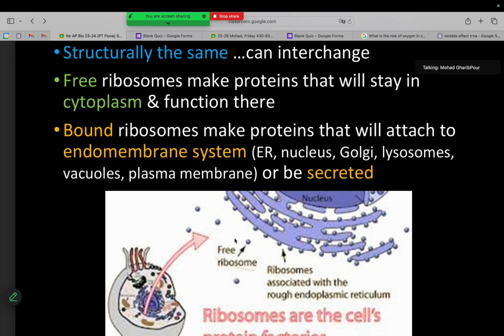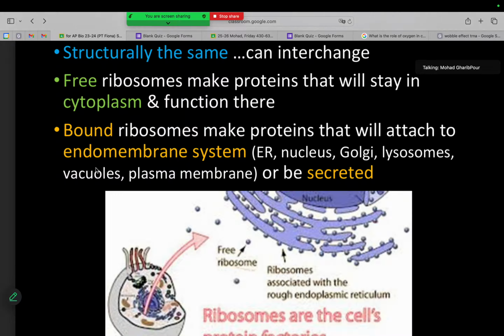Because if we want to ship it somewhere, then the protein better stay in this lumen, because that's how we start shipping things, remember? So bound ribosomes, these ones, which are attached to the rough ER. Remember, rough refers to these ribosomes that are attached. It looks like a rough shape with all these bumps created by the ribosomes. So bound ribosomes make proteins that will attach to the endomembrane system.